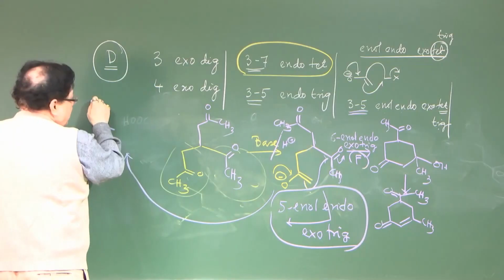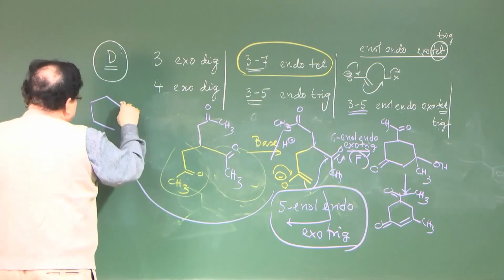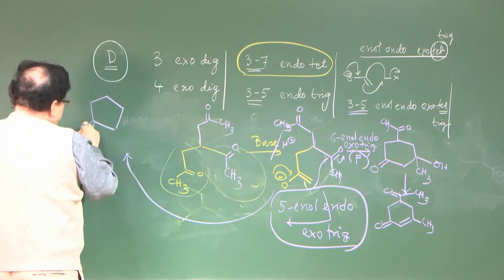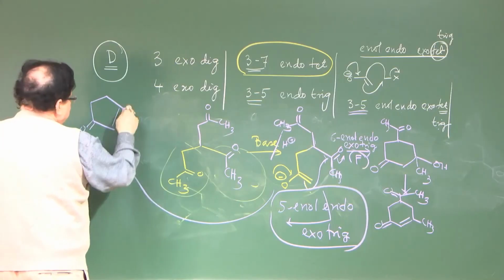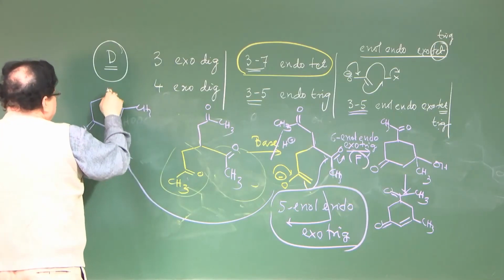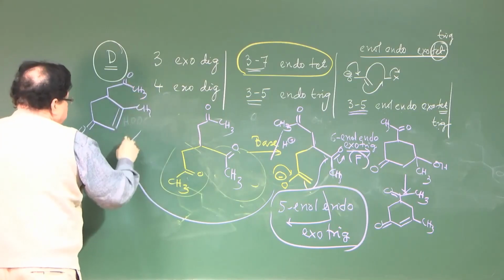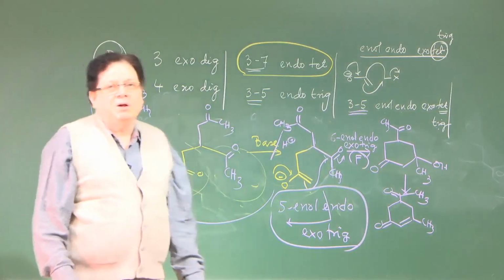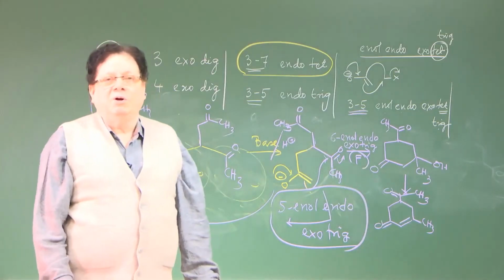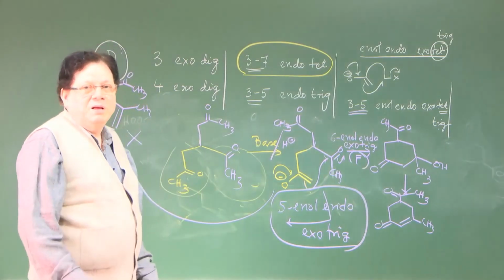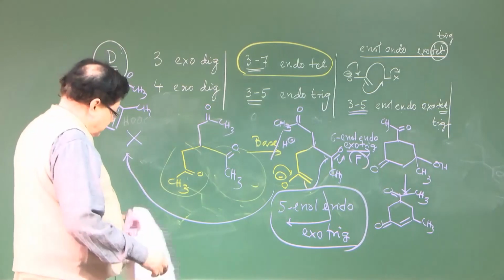product will be a double bond O, here there will be a double bond, this is a methyl, and here there will be this CH2 CO CH3. So, this product will not be obtained because it is violating Baldwin's rule. Okay. This is a very good example that we have.